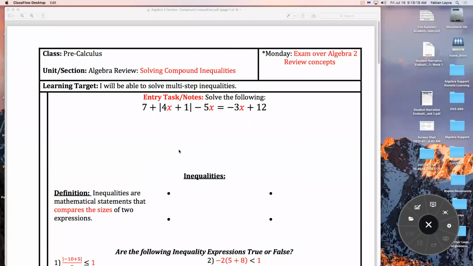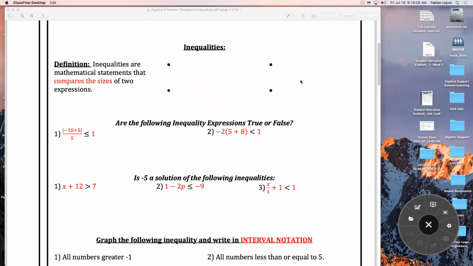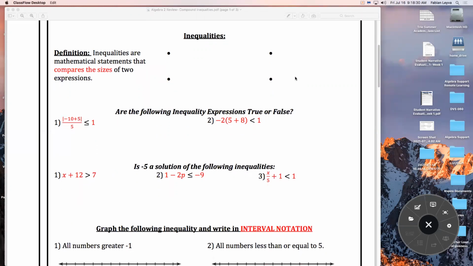Now today we're going to start solving what are called compound inequalities. Before we even start talking about compound inequalities, let's talk about inequalities. Now, can anyone here help me out? Does anybody remember what inequalities are?